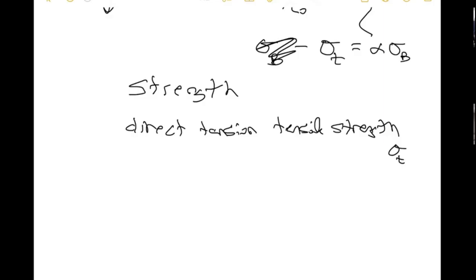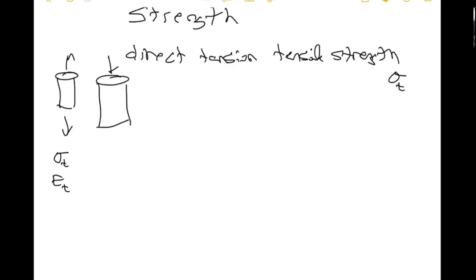And so if you don't have this and you want to do modeling of it, then you have to assume things. Okay. So there's direct tension strength. Remember I said that the two simplest things, tension and compression, right? So we do a tensile test, we get sigma T and E T. And now if we do a compression test, we're going to get something, and we're going to get E C, typically a nu C.